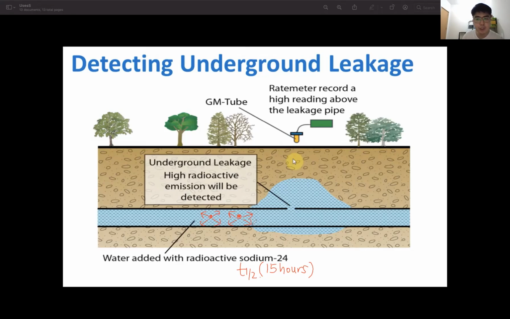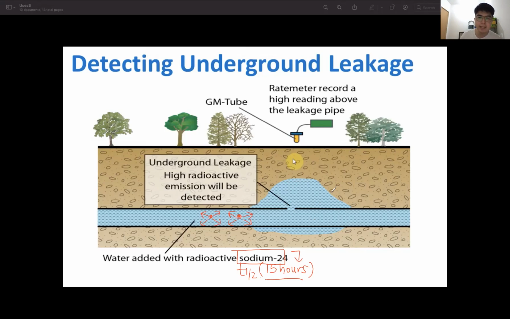So also it cannot be too short, right? If it's too short, then the moment you put it in, the next day it's gone already. You cannot detect the leakage anymore. It has to be something that you can keep in there for a few days, 1 or 2 or 3 days, so that you can carry out the detection in time. So 15 hours is just nice. So sodium-24 has a half-life of not too long and not too short.